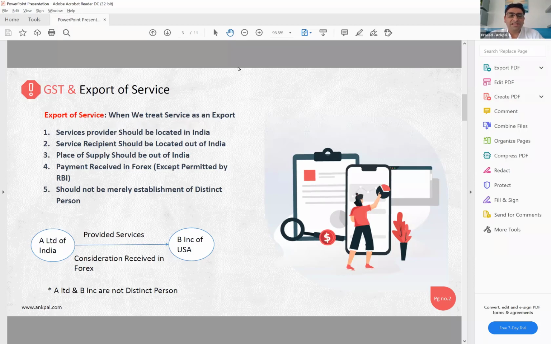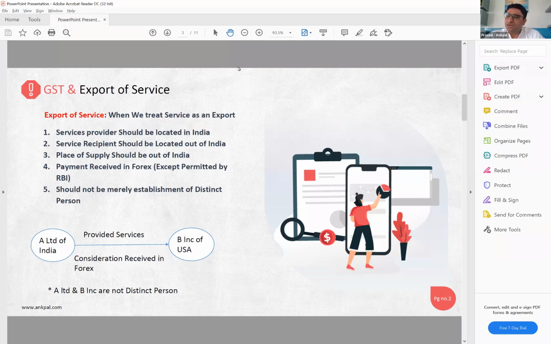So I have given the example. A Limited of India provides services to B Incorporations, B Inc of USA, and the consideration is received in Forex. Let's examine each and every condition. So the provider is A. It is located within India. The condition 1 gets satisfied, right? Now the service recipient should be located out of India.